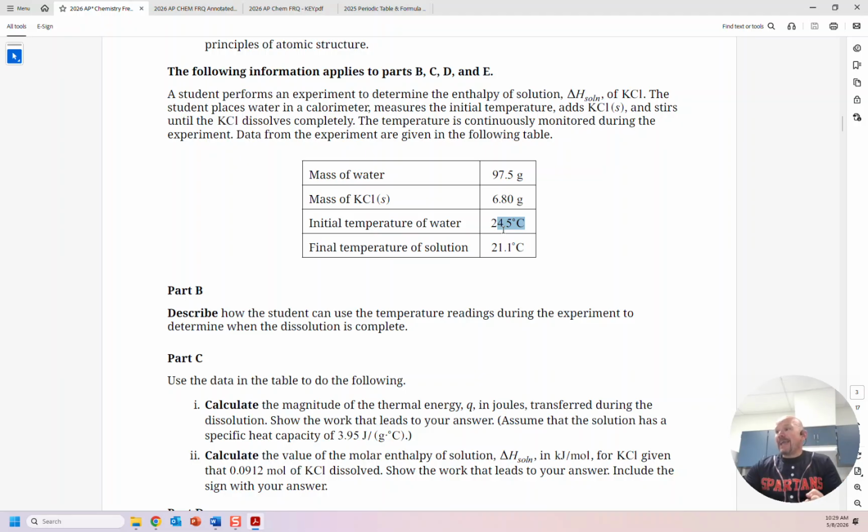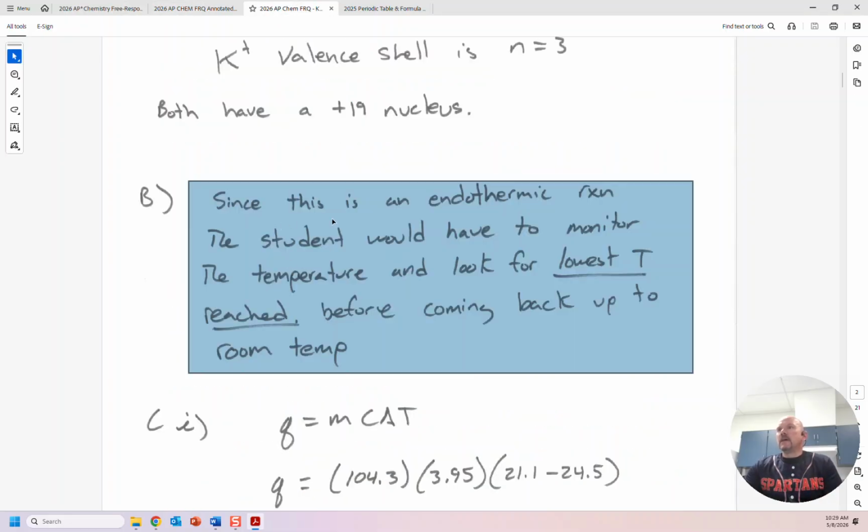But then as the reaction pulls in energy from the water, the surrounding water in the solution, the temperature's going down, and it's going to keep going down until the reaction's done. So what are you looking for? You're looking for the lowest temperature reached, and then everything's going to start coming back to room temperature. If it was exothermic, you would be looking for the highest temperature reached before everything starts coming back down to room temperature, right? Does that make sense? So in my answer, I said, since this is an endothermic reaction, the student would have to monitor the temperature and look for the lowest temperature reached before the temperature started to come back up to room temperature. Okay.